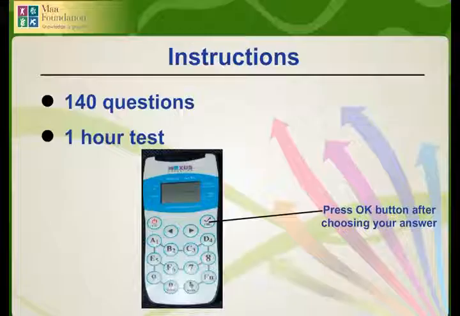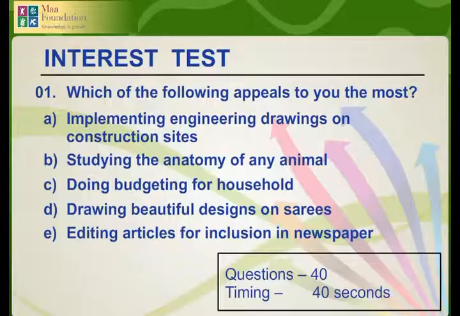In total, there are 140 questions. Interest test has 40 questions, and you will have 40 seconds to answer for each of the questions. Personality test has 10 questions with 20 seconds to answer for each of them. Questions on ability are divided into 6 parts. On the screen, you can see a sample of an interest test. In the interest test, you will be asked such questions. Interest test has 40 questions, and you will be given 40 seconds to answer each question.